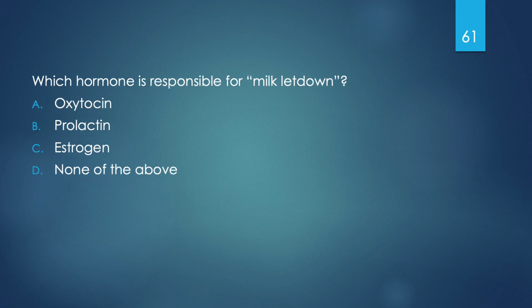Which hormone is responsible for milk letdown? A, oxytocin, B, prolactin, C, estrogen, or D, none of the above? Well, let's rule out none of the above because we know that one of the three here has to be it. Estrogen has a lot of important roles in our reproductive function, but milk letdown is not one of them. Oxytocin and prolactin both have an incredibly important role in lactation. Prolactin is responsible for the development of milk, whereas oxytocin is the hormone that is specifically responsible for milk letdown. So the answer is A.